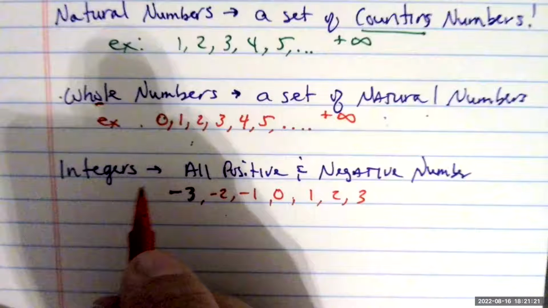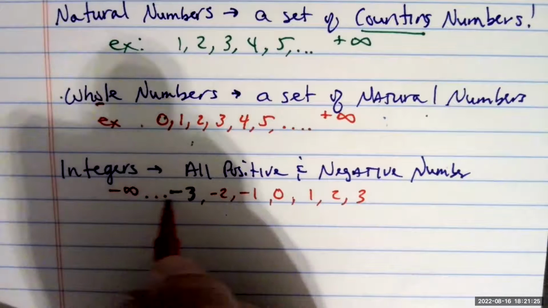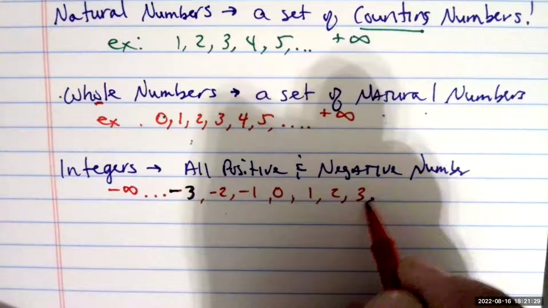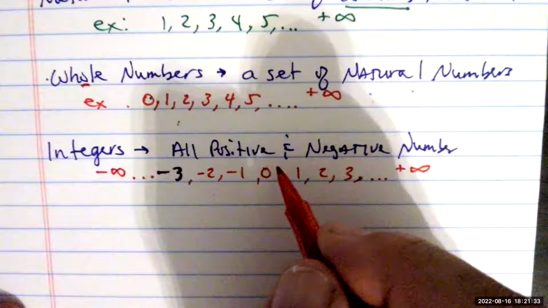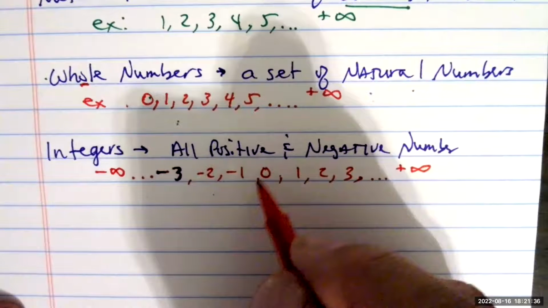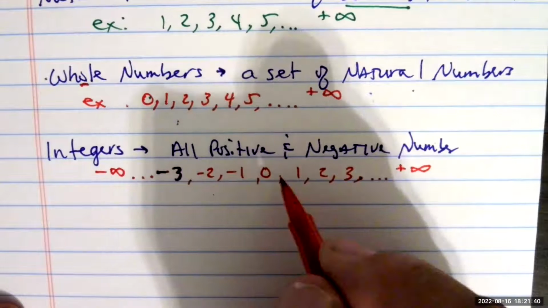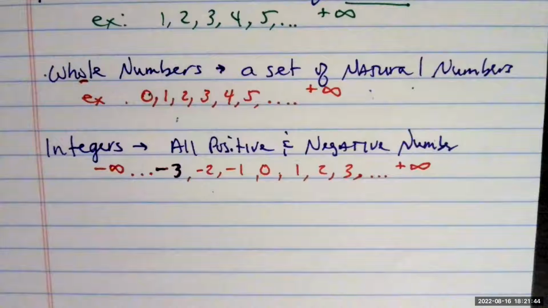Now, you can have it go all the way to negative infinity. So it could be negative infinity all the way to 0, and then from 0 all the way to positive infinity. Now, is 0 an integer? Well, it's part of the integer system. And yes, it's neither negative nor positive, it's neutral. So it is an integer. It's part of the system that we call integer numbers.